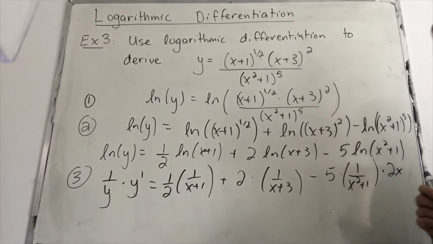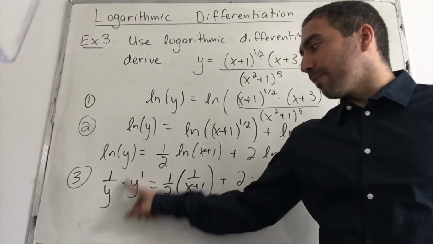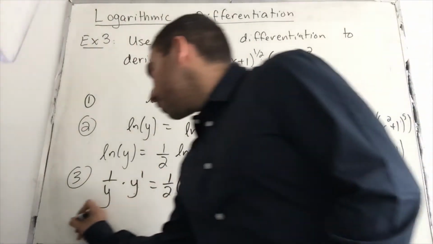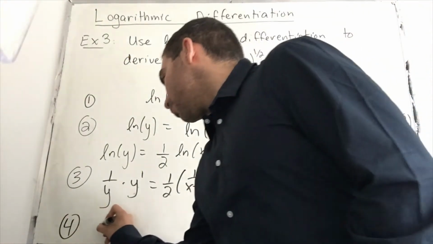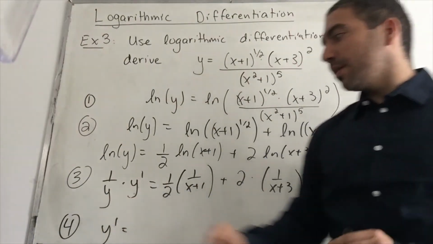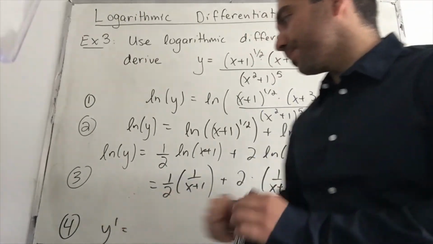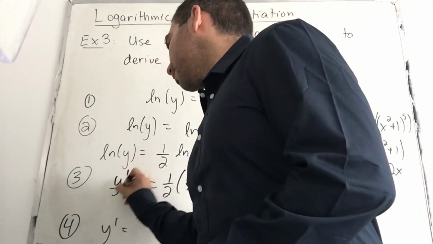Be very careful. Okay, so now next step, we're at step 4. We have to isolate for y prime. Let's go ahead and do that. So y prime equals, so to isolate the y prime, it's being divided by y. You could write this, instead of 1 over y times y prime, this is the same thing as writing y prime divided by y, right?